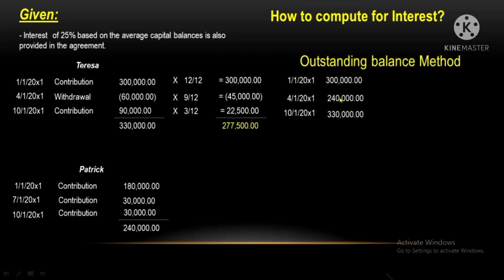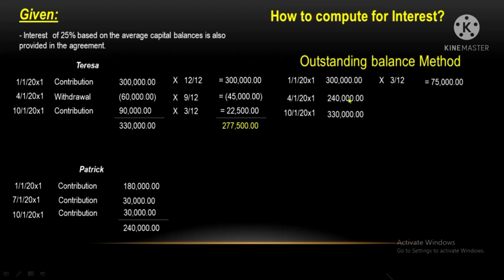So these balances will still be multiplied with a fraction also. However, the numerator will be the number of months that the balance has been outstanding, although the denominator will still be 12. So what do I mean? Let's have this 300,000. How many months did this balance stay as 300,000? Answer, only 3 months. Because in 4/1/20x1, it changed from 300,000 to 240,000. And so we will multiply it with 3 over 12 and we will get 75,000.